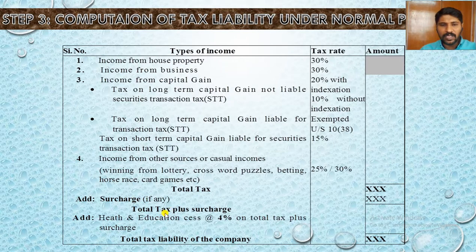If you add surcharge, then you will get the total tax plus surcharge. To this you have to add health and education cess at 4% on total tax plus surcharge. Then you will get the total tax liability of the company for the previous year. Okay, this is the procedure for computation of tax liability under normal provisions. Problems on computation of tax liability under normal provisions I will explain in the next video. Thank you.